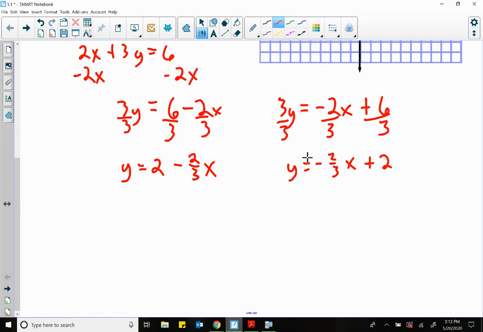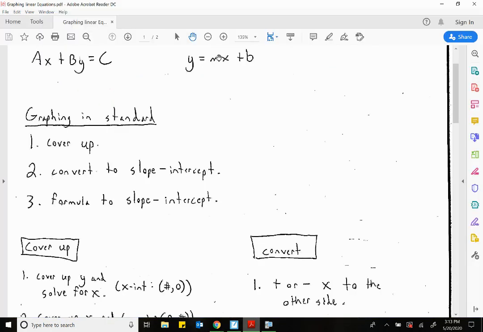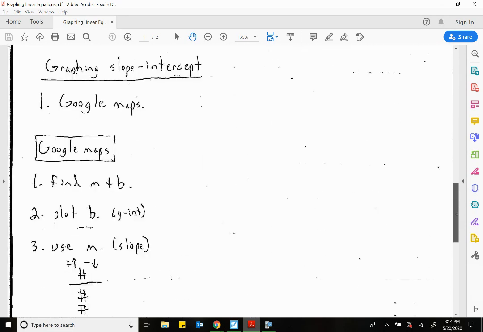Because this looks like y equals mx plus b. Both of them are correct. Just know that if you write it backwards, this is the m and that's the b. Because in our equation, the m is always next to x. The b does not have any variable. Okay, the b is always the number that's by itself. M is next to x, b is always by itself. Okay? So now that you've converted to slope-intercept, we can talk about graphing in slope-intercept.